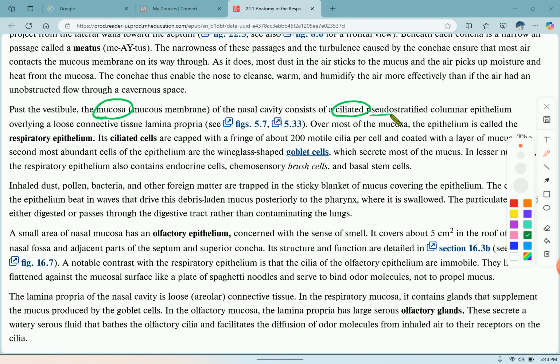Okay, now the type of tissue is pseudostratified columnar epithelium. Pseudo means false. So it has a false appearance of stratified, which means multiple layers of cells stacked on each other, so it has a thick appearance to it. And it's shaped like a column, so that's where we get columnar from. So it's ciliated pseudostratified columnar epithelium that lines the trachea.